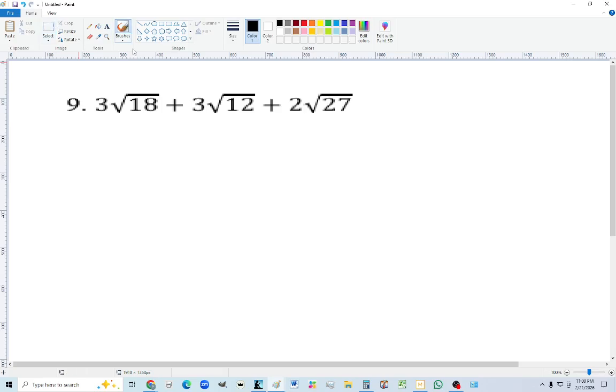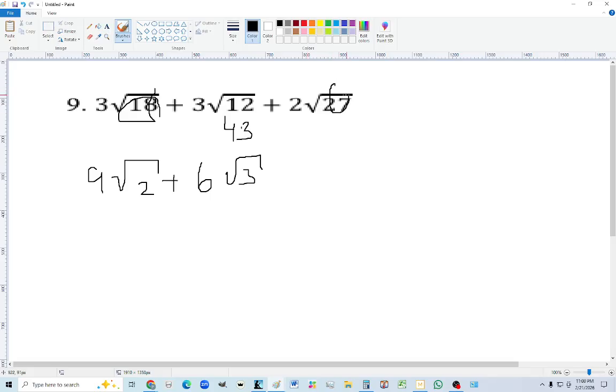So this one is 9 times 2. 9 comes out. It's a 3. 3 times 3 is 9. So you get 9 radical 2. This is 4 times 3. 4 comes out as a 2. So you get plus 6 radical 3.